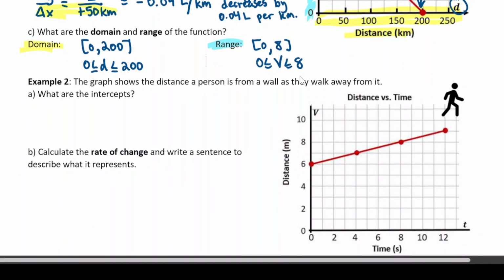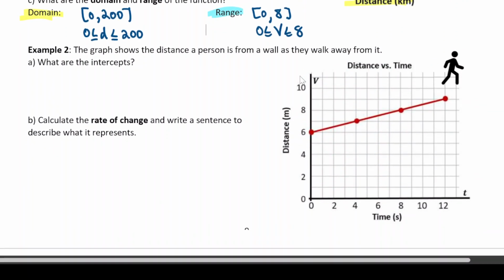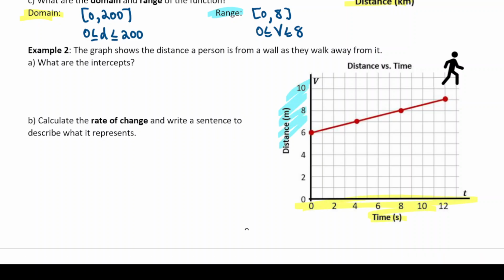All right, let's do another one. Again, you can pause the video here to try this one on your own maybe. So it says, what are the intercepts? So this graph is showing time along the x-axis and then distance. It says the distance a person is from a wall as they walk away from it. Okay. So there isn't any place on this graph where it intersects with the x-axis. So for the x-intercept, there's none. And not every graph has intercepts, so that's totally fine.